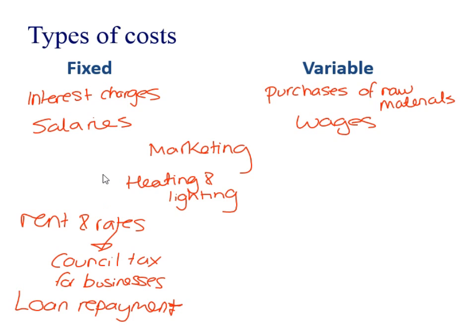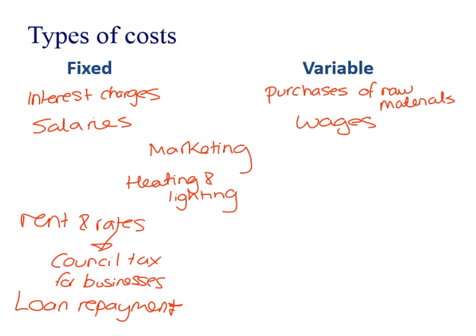Anyway, you pay people a salary on a yearly basis, but it's not based on their output, whereas wages, the hourly rate, tend to be more based on how much output you're producing. Raw materials as well. If you produce more, you're going to need more raw materials. Rent, rates, loan repayments are back down here. Whereas marketing might be semi-variable, we could say. Heating and lighting, possibly semi-variable. So some of them don't fit directly into one or the other.